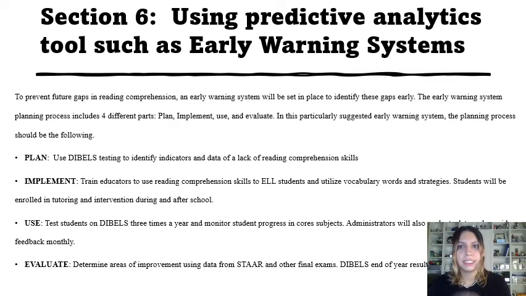Section 6, using predictive analytics tools such as early warning systems. So to prevent future gaps in reading comprehension, an early warning system will be set in place. It does contain 4 different parts, which is plan, implement, use, and evaluate. In the planning portion, we will use DIBELS testing to identify indicators and data of a lack of reading comprehension skills. In the implement stage, we will train educators to use the reading comprehension skills on ELL students and utilize vocabulary words and strategies, and this will include tutoring and intervention during and after school.